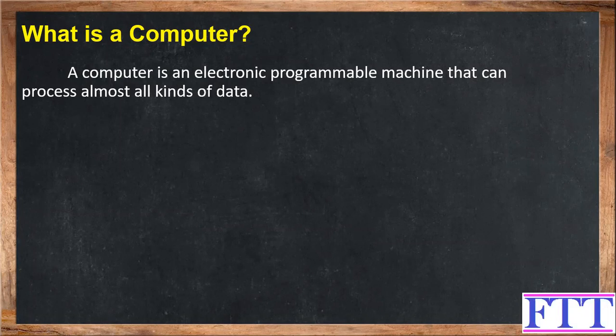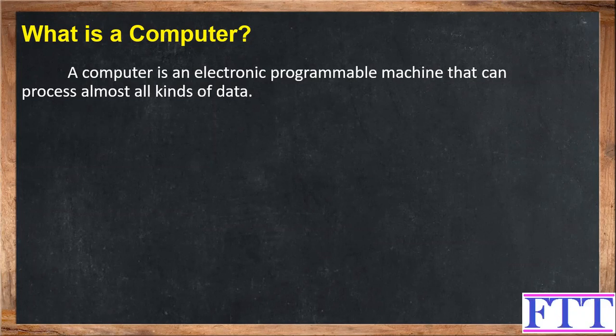What is a computer? A computer is an electronic programmable device, or a machine that can process almost all kinds of data. What does a computer do? It will process all different varieties of data. Whatever data you give, it will process and give some desired output. That is what we call a computer.